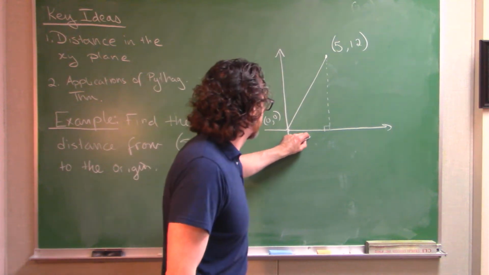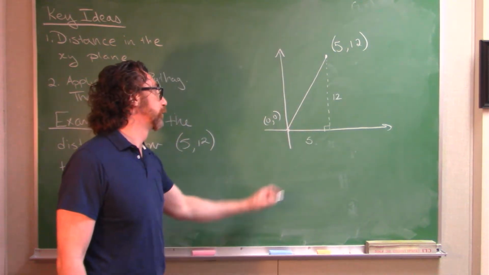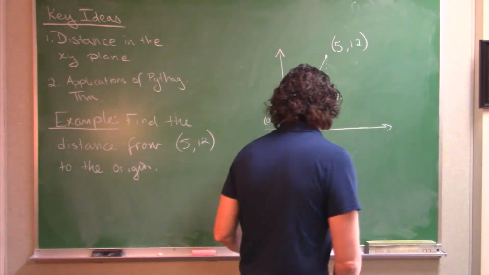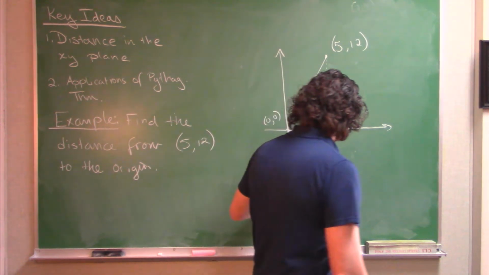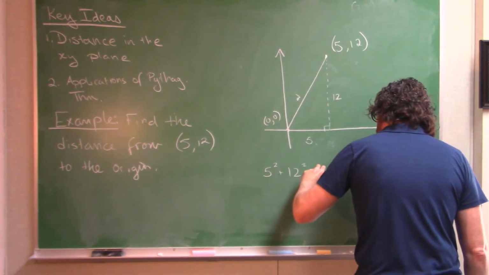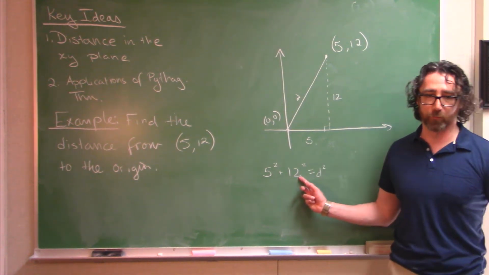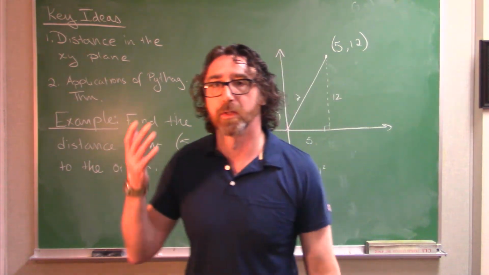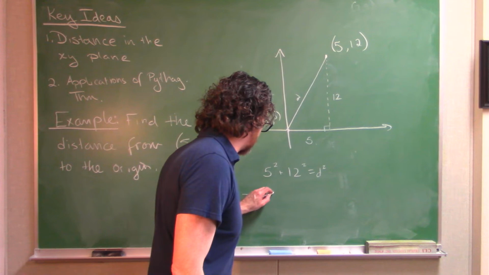Now, this length, well, that's 5 units. This length, that's 12 units. So the distance that we're interested in finding, d, fits into this equation. 5 squared plus 12 squared equals d squared. 12 squared, 144. 5 squared, 25. 144 plus 25 is 169.